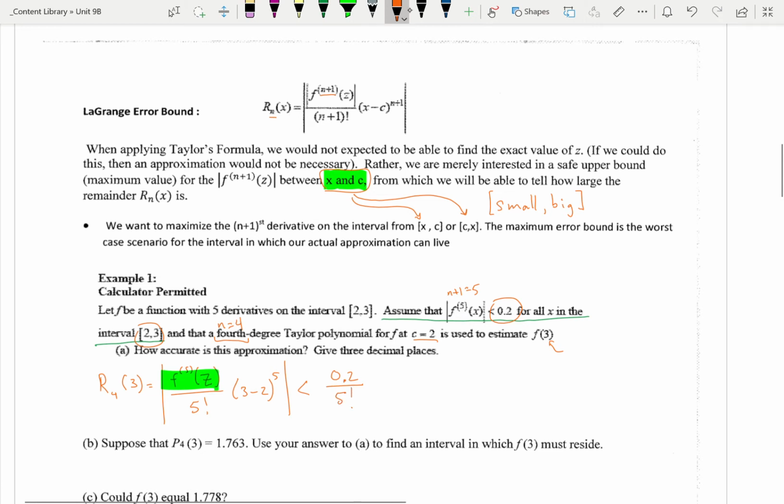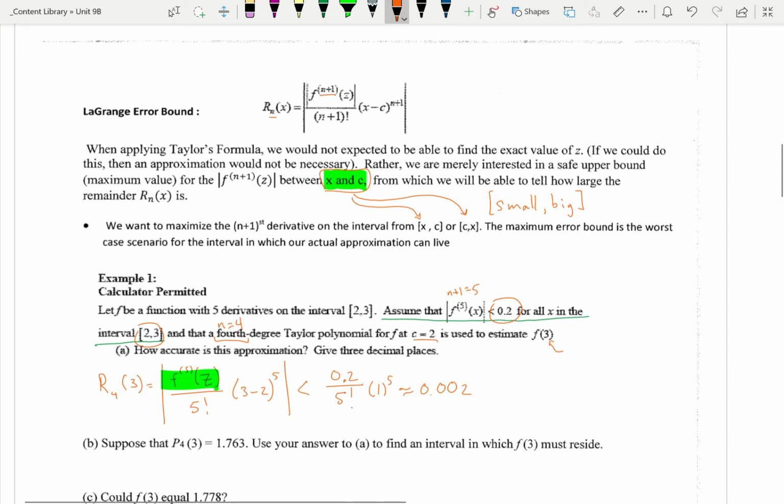And then 3 minus 2 is 1, so 1 to the fifth. And you just punch that into the calculator. It says round to 3 decimal places, so when you punch that into the calculator, you get 0.001667. So I'm going to go ahead and round that. Okay, so remember, the error, the r sub 4 of 3, is telling us the worst case scenario, the biggest error possible according to the Lagrange error bound. The biggest difference we could possibly make between the actual value of f of 3 and the approximate value that our Taylor polynomial gave us. Okay.